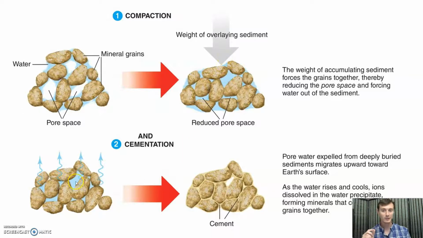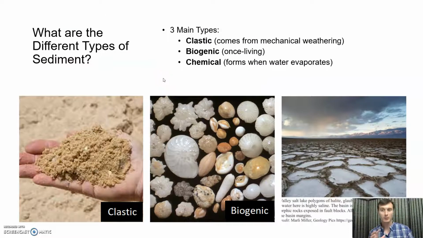And as this water is squeezed out, it leaves behind little traces, little pieces of what were minerals and salts that were dissolved inside the water. So these dissolved compounds, minerals, and salts precipitate out as this sort of glue that holds the grains together in a process called cementation. Okay, so you might remember way back we talked about the different types of sediment.